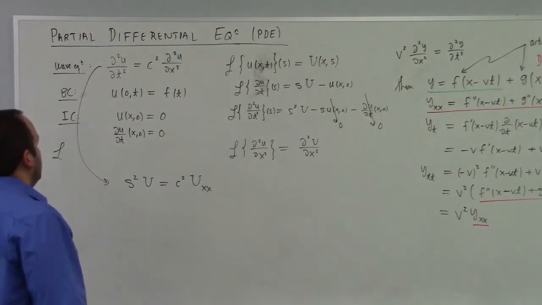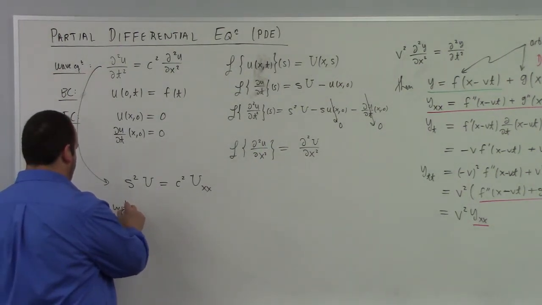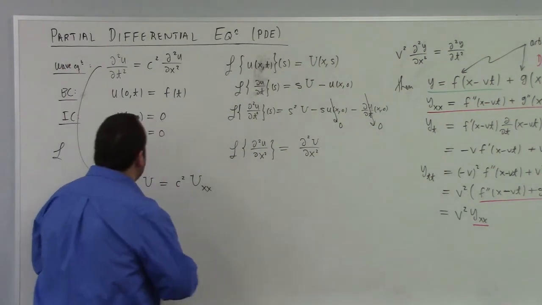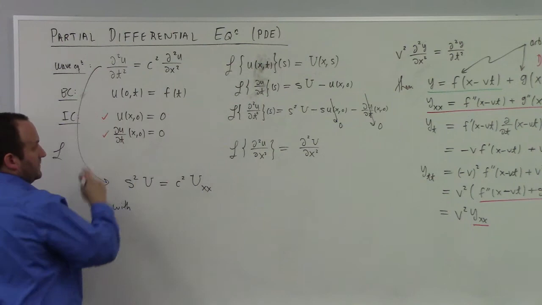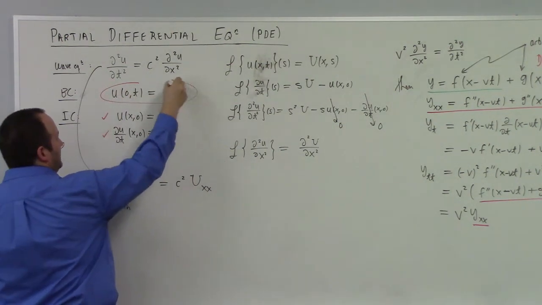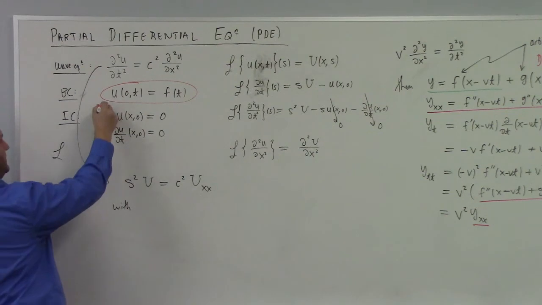And what else do we get? Let's see here, we've already used what data? We've already used our initial conditions, right? But we also, this is the interesting thing, we also have to take the Laplace transform of that boundary condition to find out what it becomes in the frequency domain.